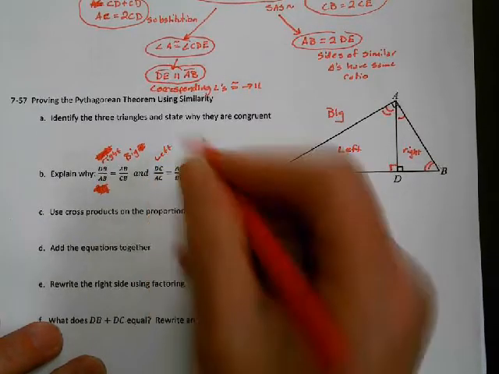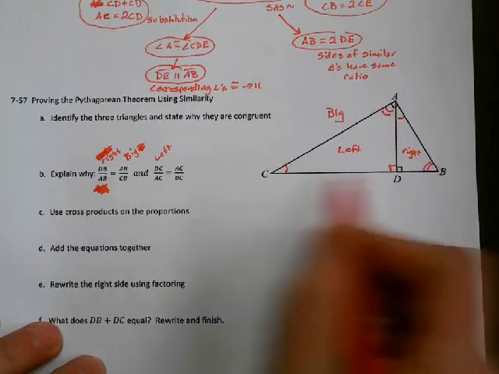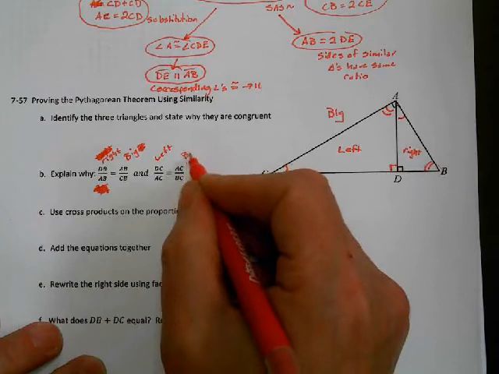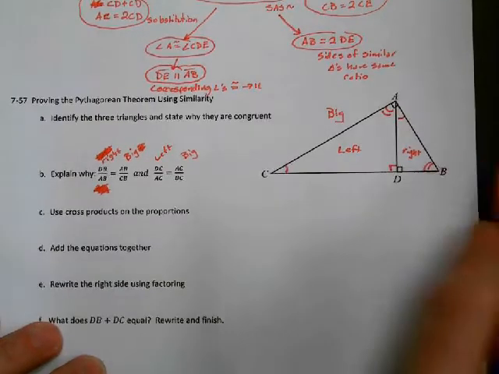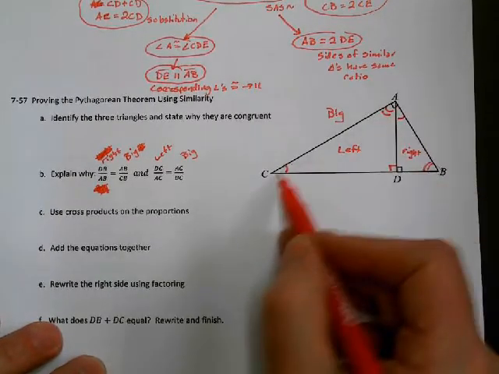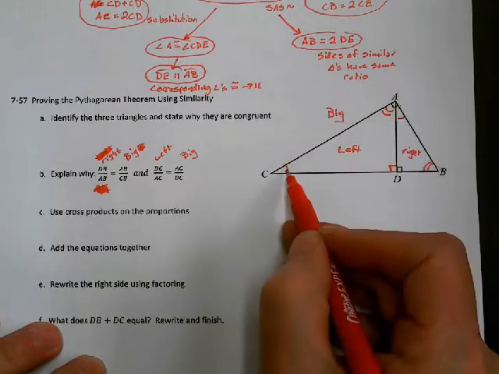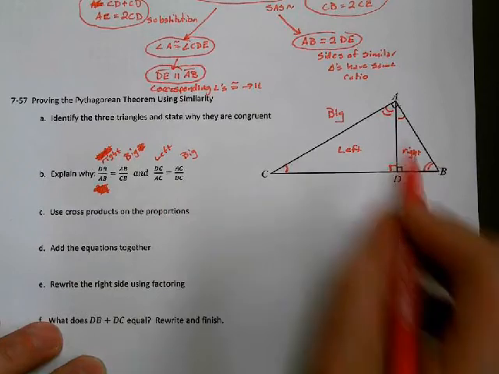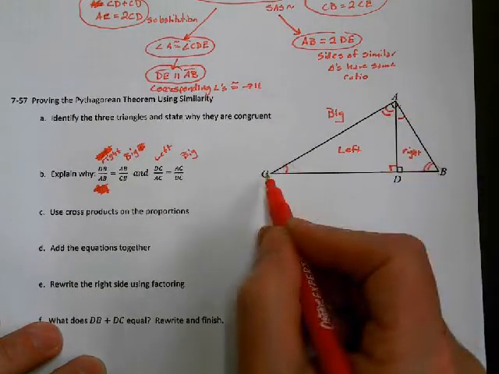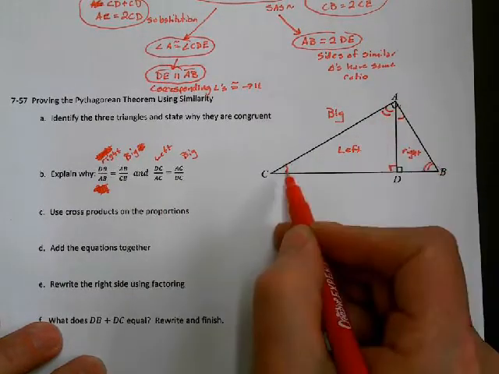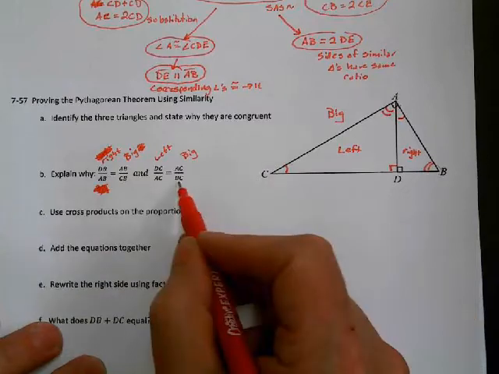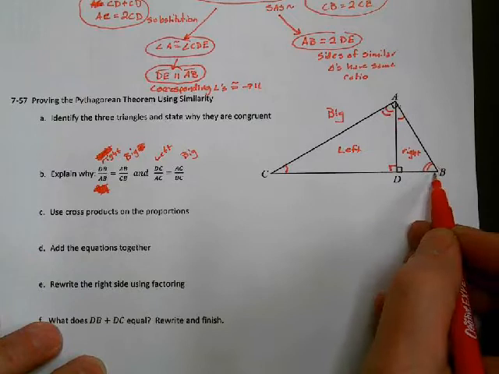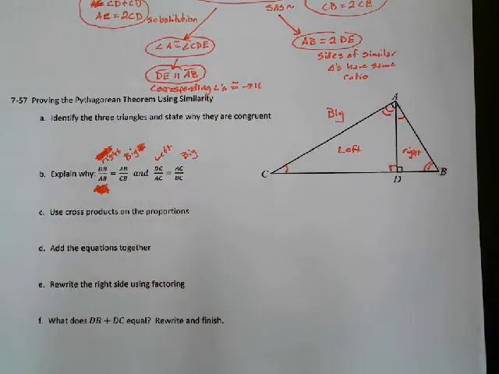DC is 90 and 1 tick mark. Now, if we compare it to the big triangle, AC from the big triangle is between 90 degrees and 1 tick mark. So those two correspond to each other. AC from the left triangle is between 2 tick marks and 1 tick mark. And then BC from the big triangle is between 1 tick mark and 2 tick marks. So we can set up those proportions because they're corresponding parts.